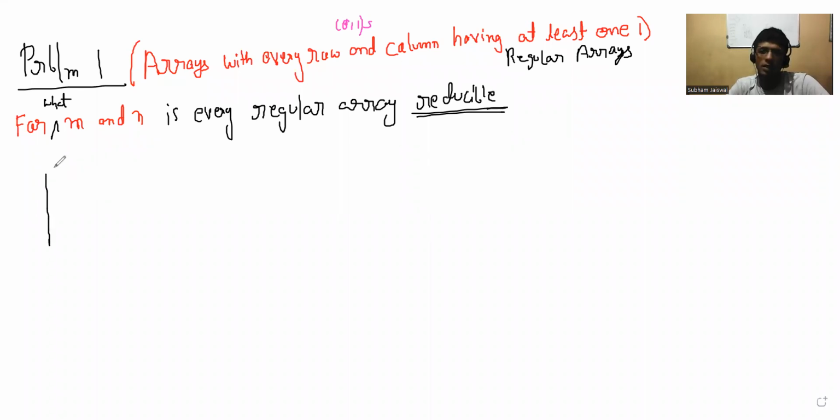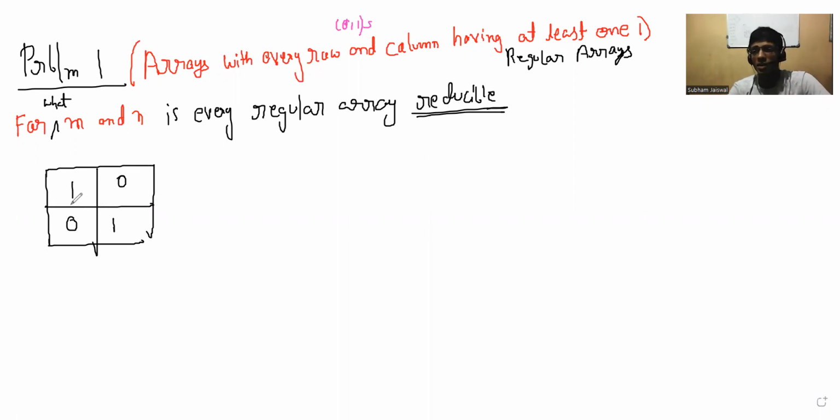So let's forget about that. Let's just take a 2 by 2 case. So first question, is this regular? Yes. Is it reducible? Why? Yes. So what is the row and the column?